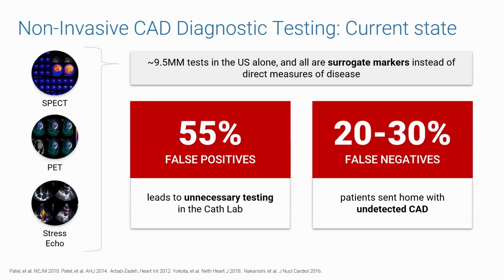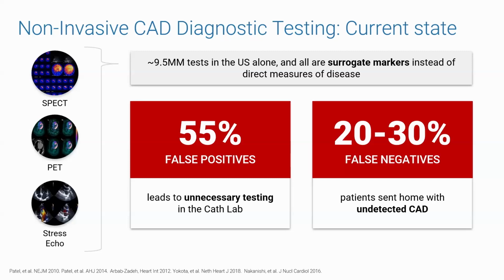How good are we at identifying obstructive coronary artery disease? There's been plenty of data published over the years demonstrating the low diagnostic yield of elective angiography after traditional pathways with stress tests. 55% false positivity, leading to unnecessary testing in the cath lab. Not insignificant false negative rates, 20 to 30% of patients sent home with undetected coronary artery disease. All of these traditional stress test modalities are surrogate markers instead of direct measures of disease.